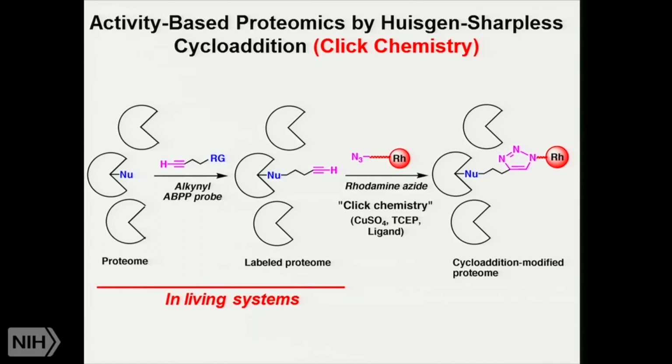You can't directly visualize that, but using some advanced chemistry developed by Barry Sharpless' lab at Scripps, you can then click on a reporter tag, which allows you to then visualize those proteins that react with your small molecule. So in a nutshell, with today's technologies, you can take any small molecule and identify any protein that small molecule reacts with in any living system.